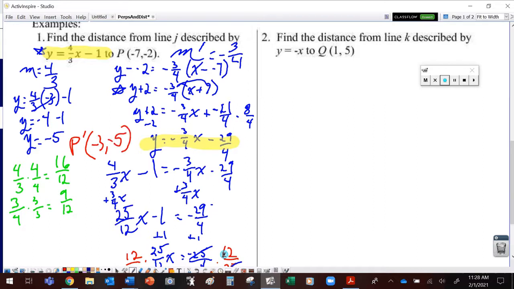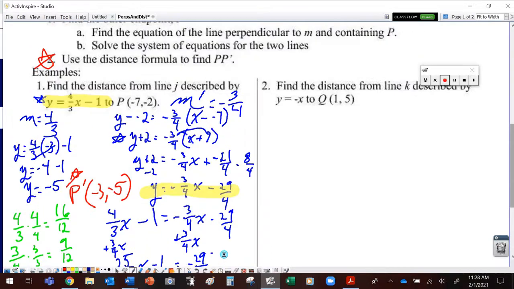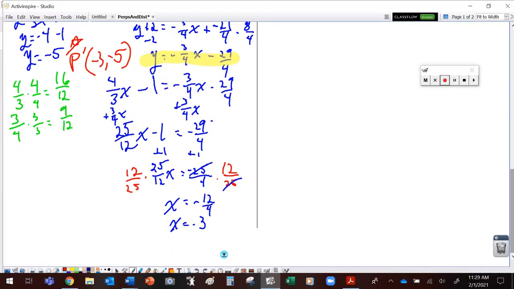Now, we're almost there. We're going to use this point to find the distance from P to P prime. So from negative 3, negative 5 to negative 7, negative 2. All right, we're almost there. We'll take those points and sub them into our distance formula.